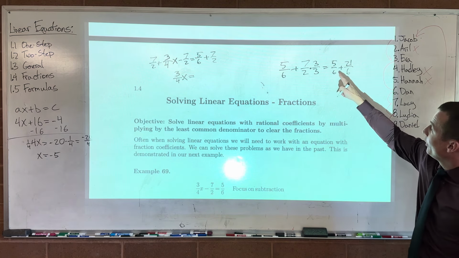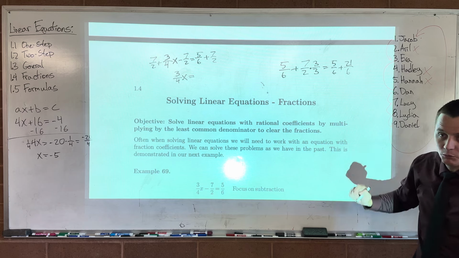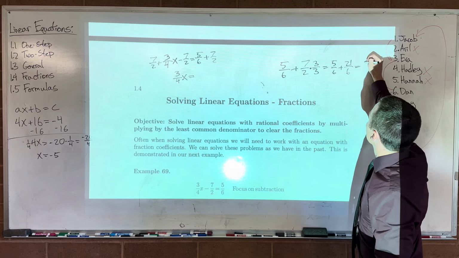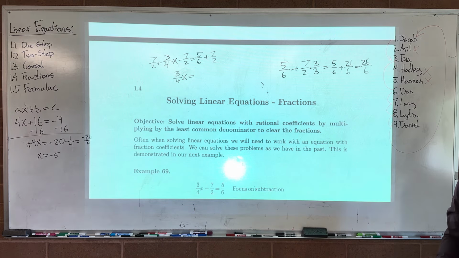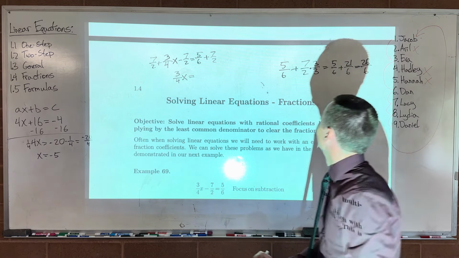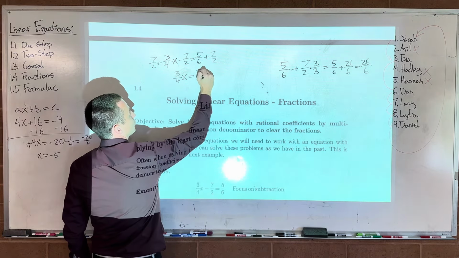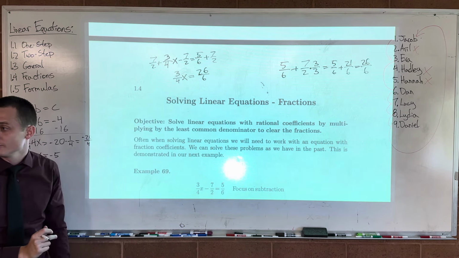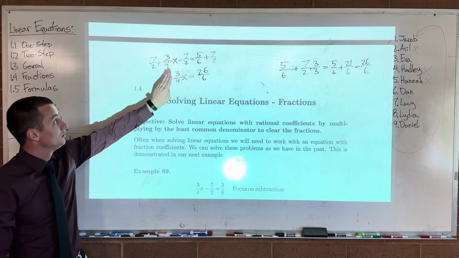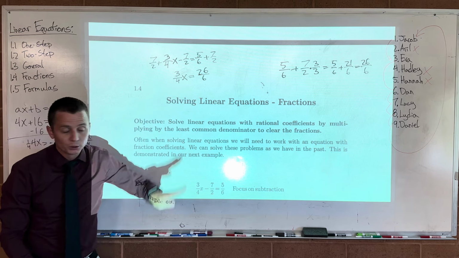Okay. Now if you have 5/6 and you have 21/6, what do you have? 26/6. Fantastic. That's a lot of 6. All right. So this is equal to 26/6. Good? All right. Now, we have a number times x is equal to a number.